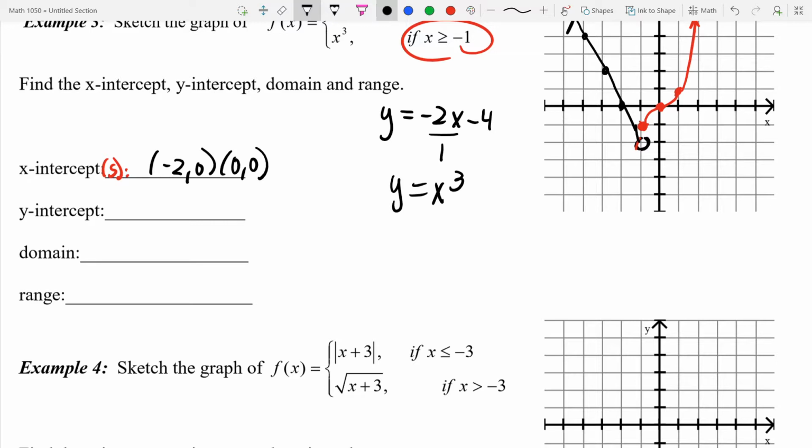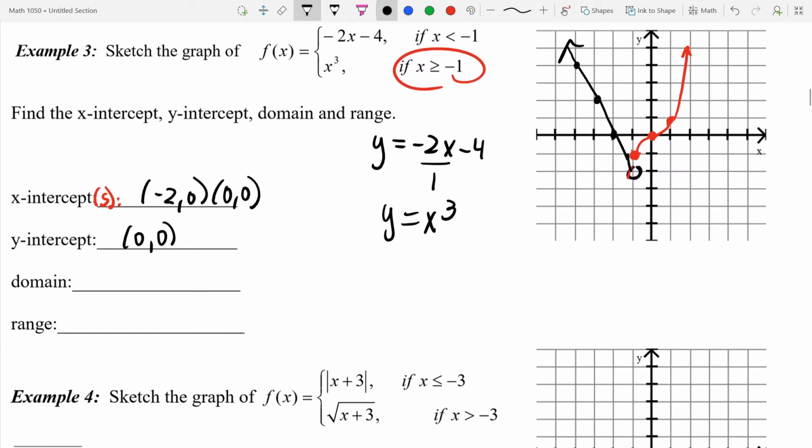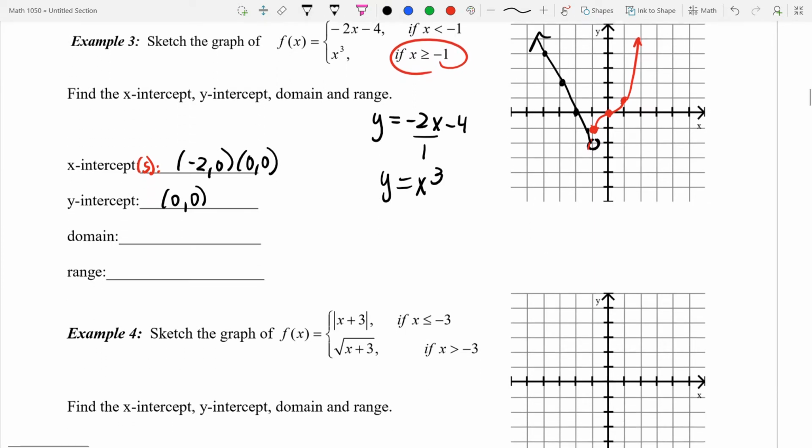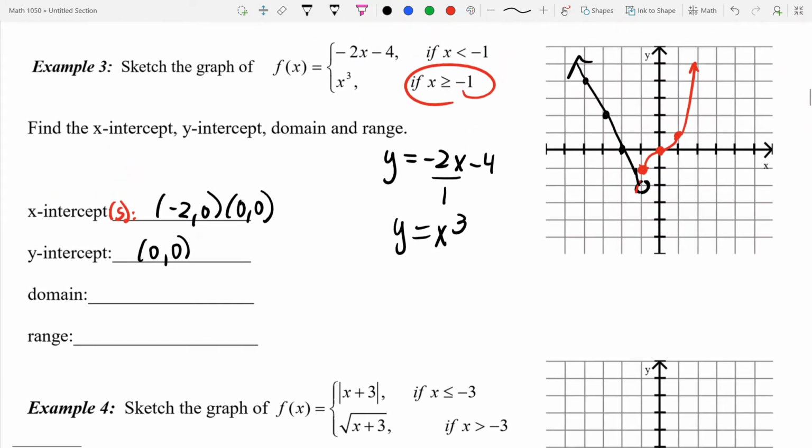If (0, 0) is an x-intercept, then finish my sentence. It's also a y-intercept. Are you going to have more than one y-intercept? It didn't tell us it's a function. Look at the graph. There's not one. You know, you're done.